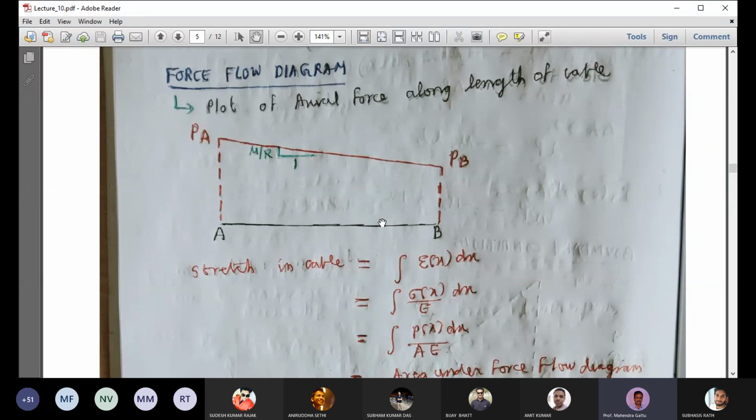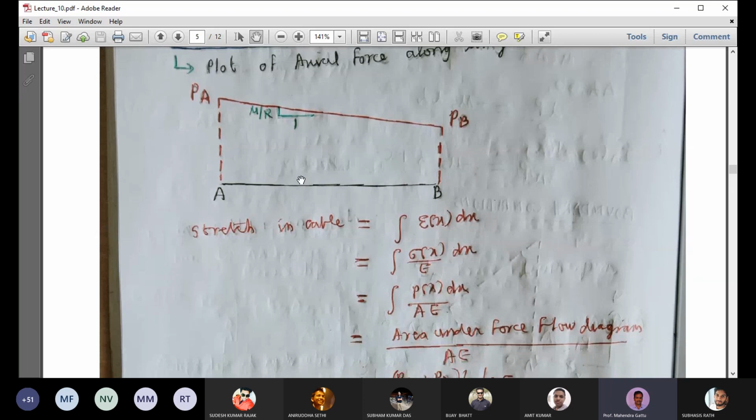So from the axial force, we can find out what is the stretch in the cable, means by how much the cable has elongated with respect to its initial position. So to find that stretch, initially the cable has some length A naught B naught, and then because of this axial force, its length has increased to AB. So what is that stretch? We need to find the strain in the cable times the initial quantity dx.